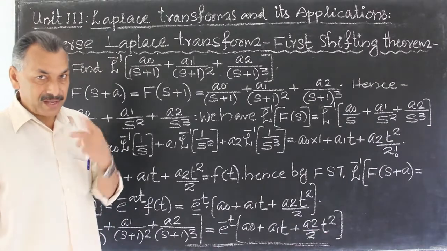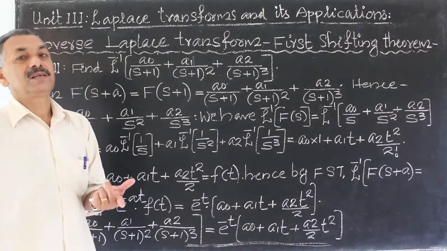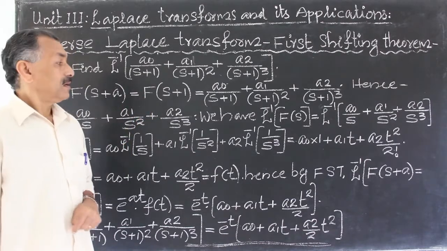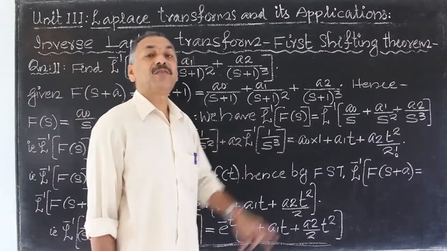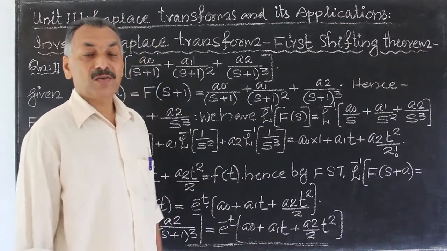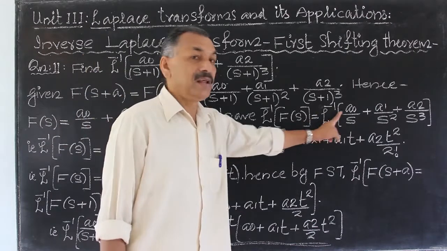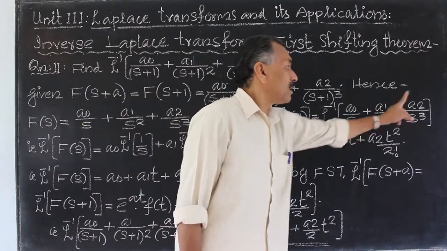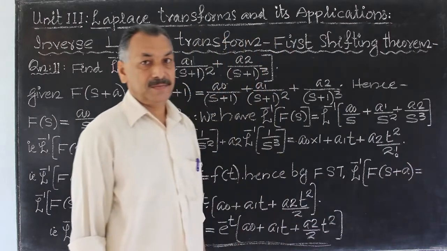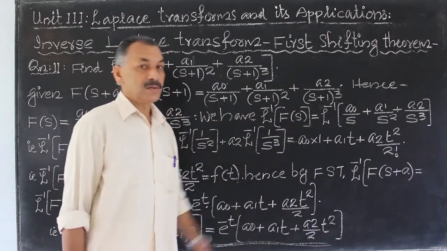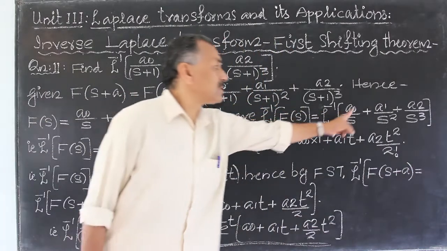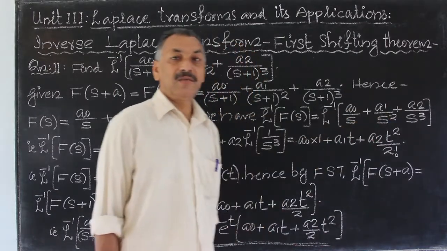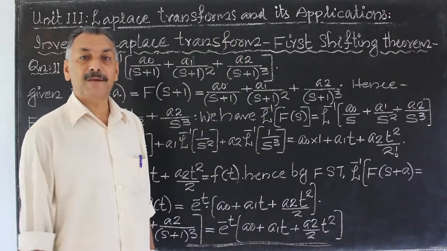F of s plus a is given. Then from that we write f of s. Then what is L inverse of f of s? L inverse of f of s is equal to L inverse of a0 by s, a1 by s square, a2 by s cube. Okay? That is L inverse of f of s plus L inverse of g of s plus L inverse of h of s, we will separate like that.